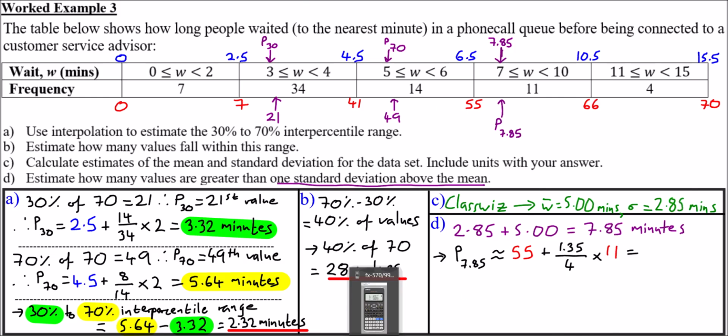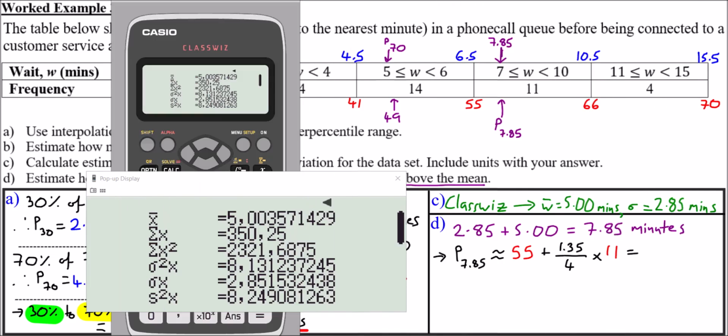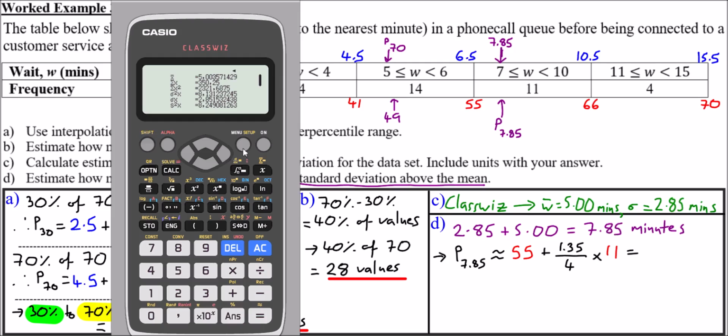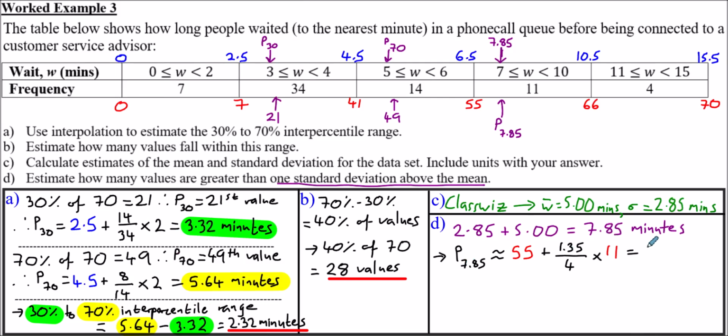So we're going to do this calculation and see what we get. Just move this calculator to the side. So I want normal mode, so press menu option 1. So 55 plus 1.35 over 4 multiplied by 11. So that's about the 58.71st value, which obviously makes very little sense indeed. Now this is why I want to talk you through this other method about thinking of this carefully. So 58.71.